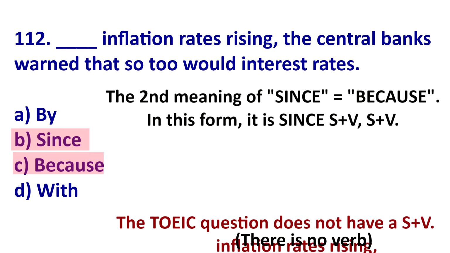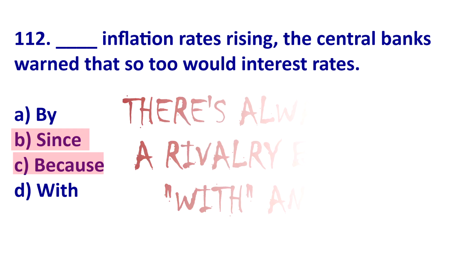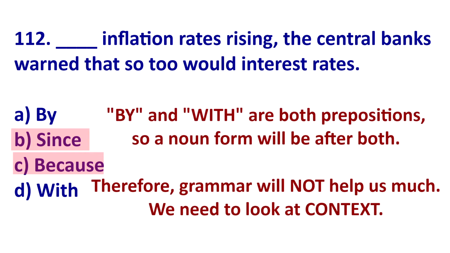With our TOEIC question, inflation rates rising, there is no verb. Inflation rates is the subject and rising is the gerund, but we do not have a verb. We do not have are rising, were rising. There is no verb. Okay, now we have two options left, with or by. Now both of these are prepositions. They can both be followed by verb ing or a noun. Therefore, grammar won't help us that much. We have to look at context.